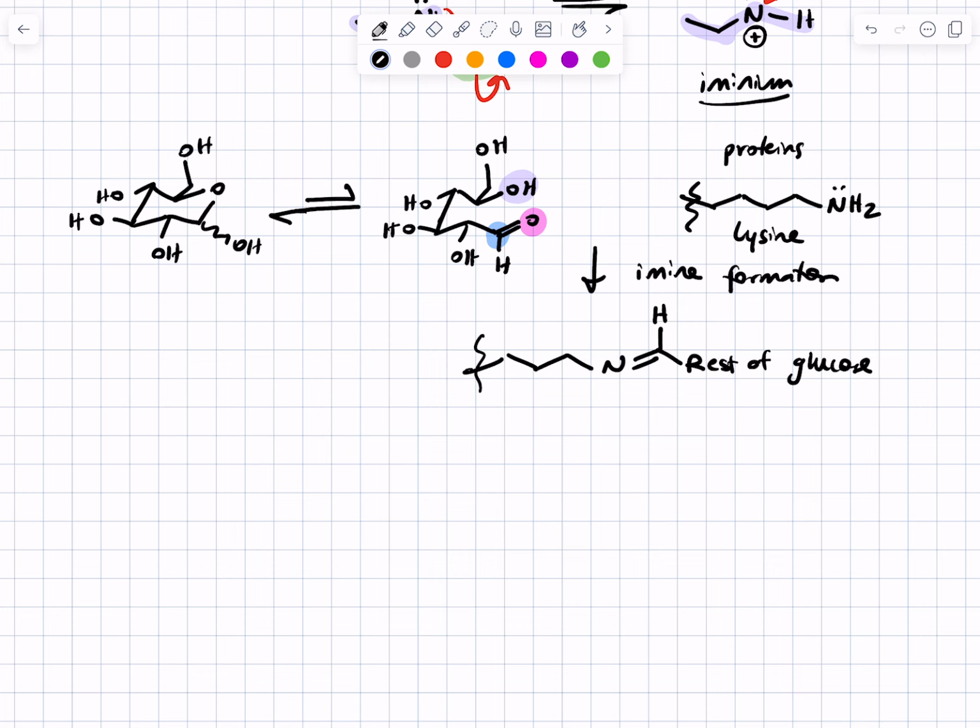Okay? That's the starting point for what's called the Maillard reaction, and there are other downstream reactions that happen that create both the flavor and the color associated with golden brown baked goods. So if you bake, you're making imines all the time, right?